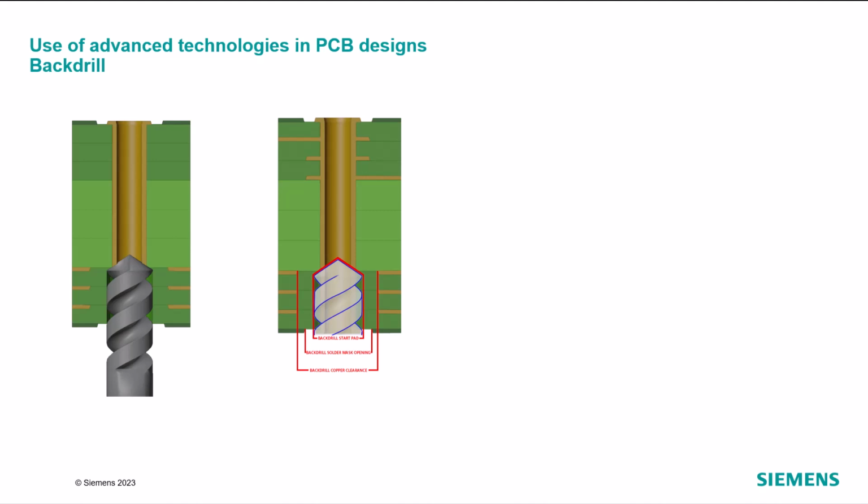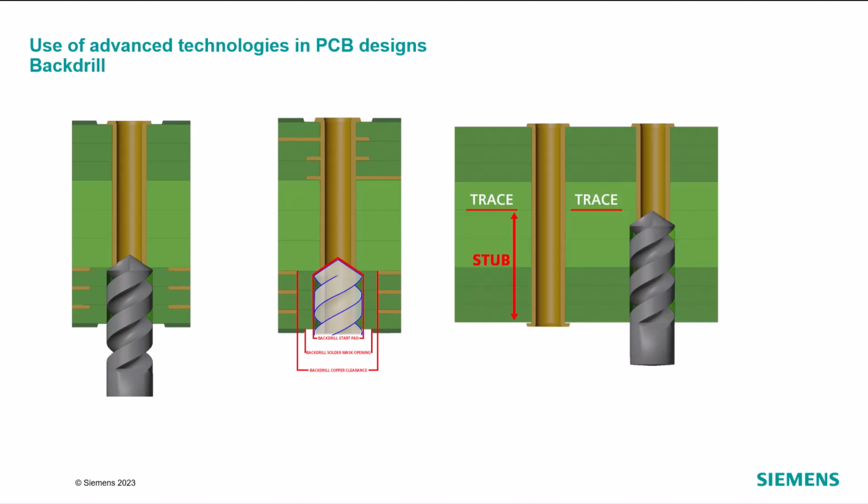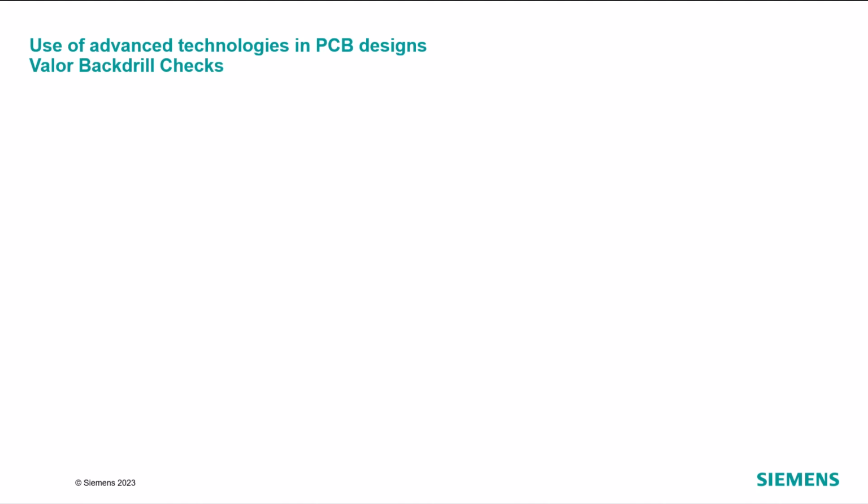Backdrilling is a critical technique in modern PCB design, particularly for high frequency and high speed applications where maintaining signal integrity and reducing EMI are paramount. It ensures that only necessary vias are connected to the signal paths and that any excess vias that could negatively impact the performance of the PCB are effectively removed or controlled. Valor has 16 backdrill checks. Here are a couple of the backdrill checks that are available.